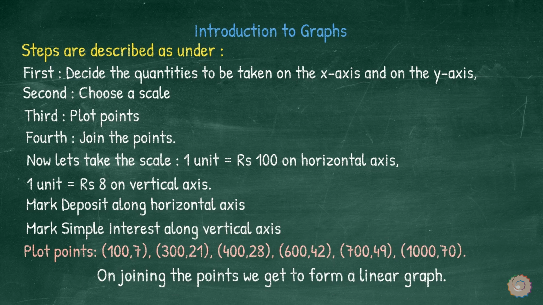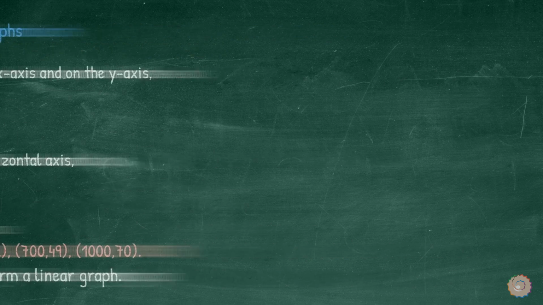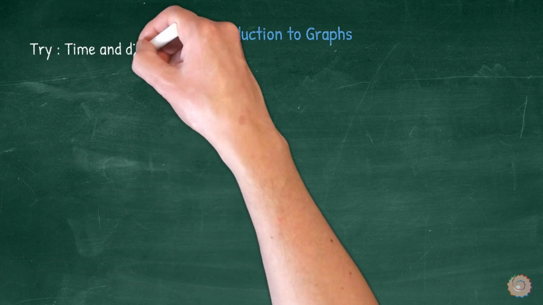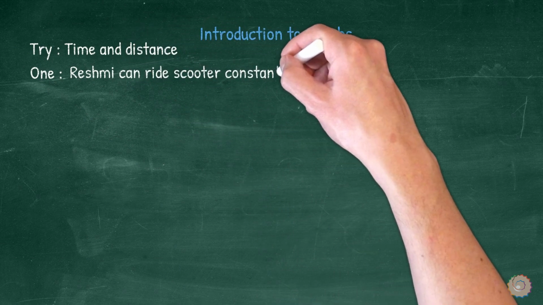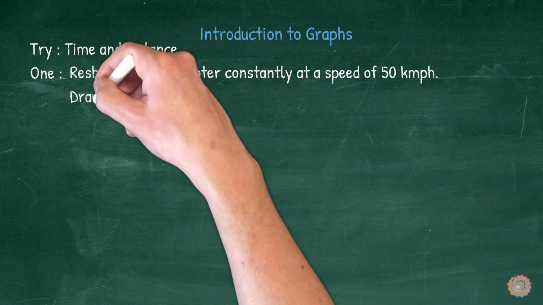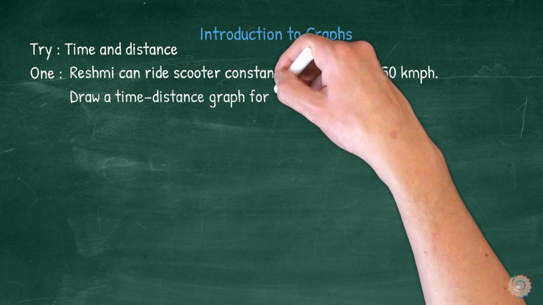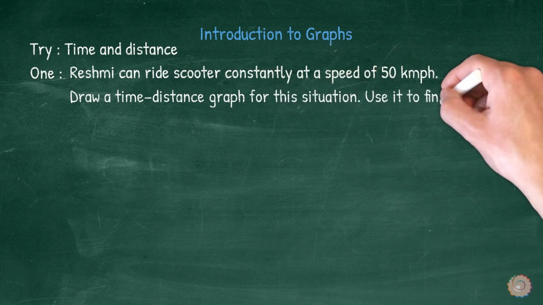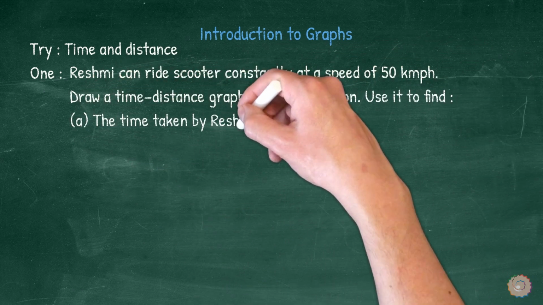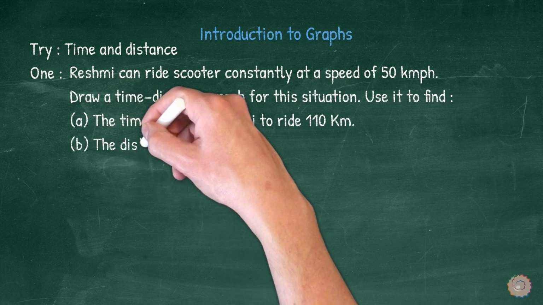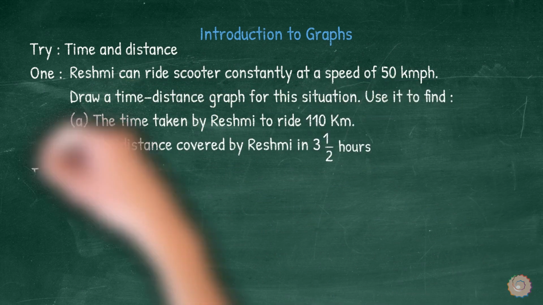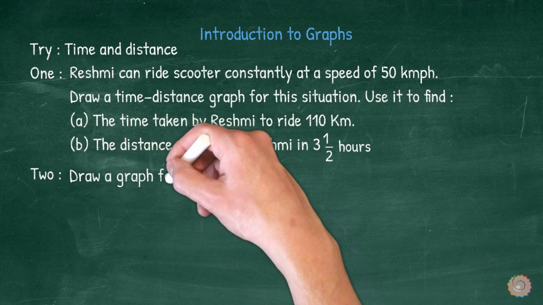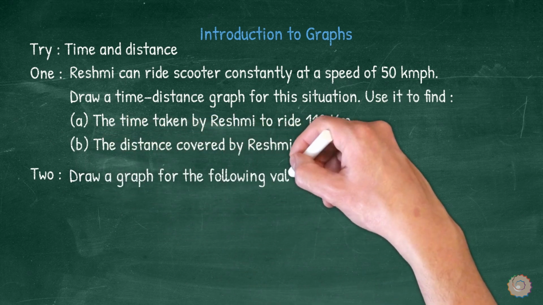Now try to draw the graph and find the answer for the above questions on your own. Try this. Time and distance. 1. Rashmi can ride a scooter constantly at a speed of 50 km per hour. Draw a time distance graph for this situation. Use it to find A. The time taken by Rashmi to ride 110 km. B. The distance covered by Rashmi in 3.5 hours. 2. Draw a graph for the following values.